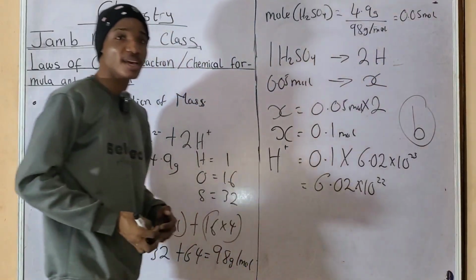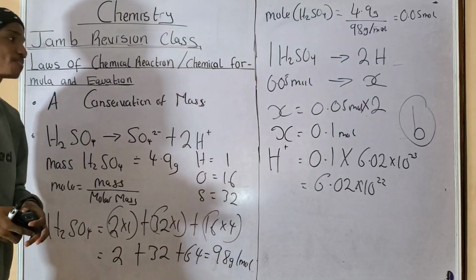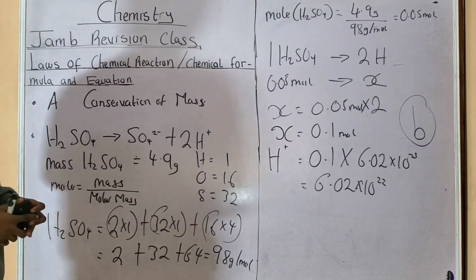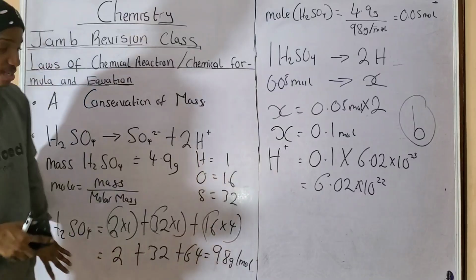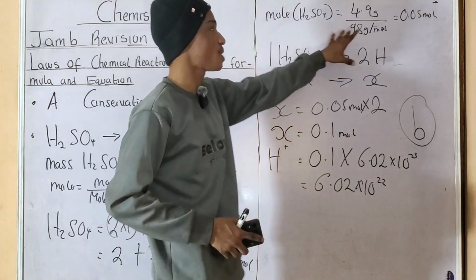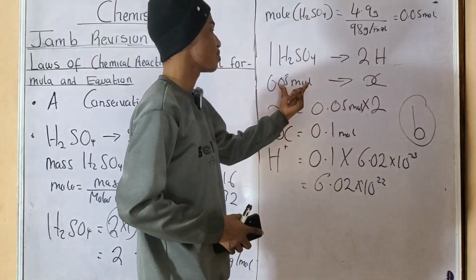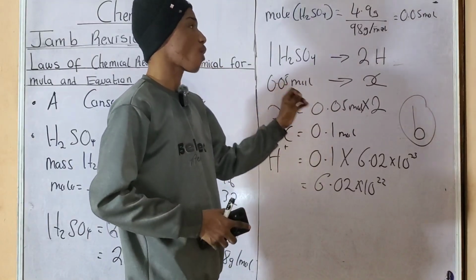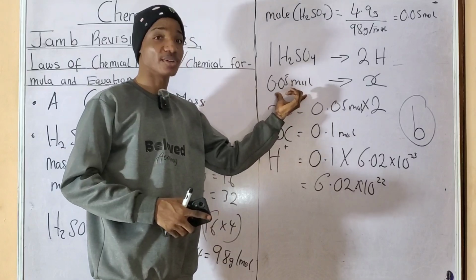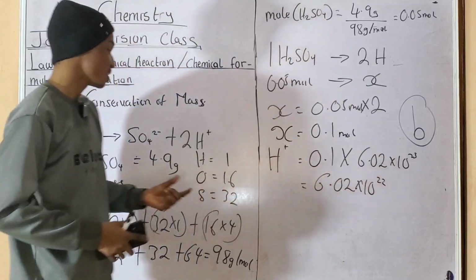Now, listen. If you encounter this kind of question in the exam, you can proceed as follows. Just get the molar mass of the compound. You understand? Having gotten the molar mass, calculate the moles. The reason why we need the moles is because we can use that mole to get the mole of hydrogen that is present in the mole of the compound, because we've been given the mass.